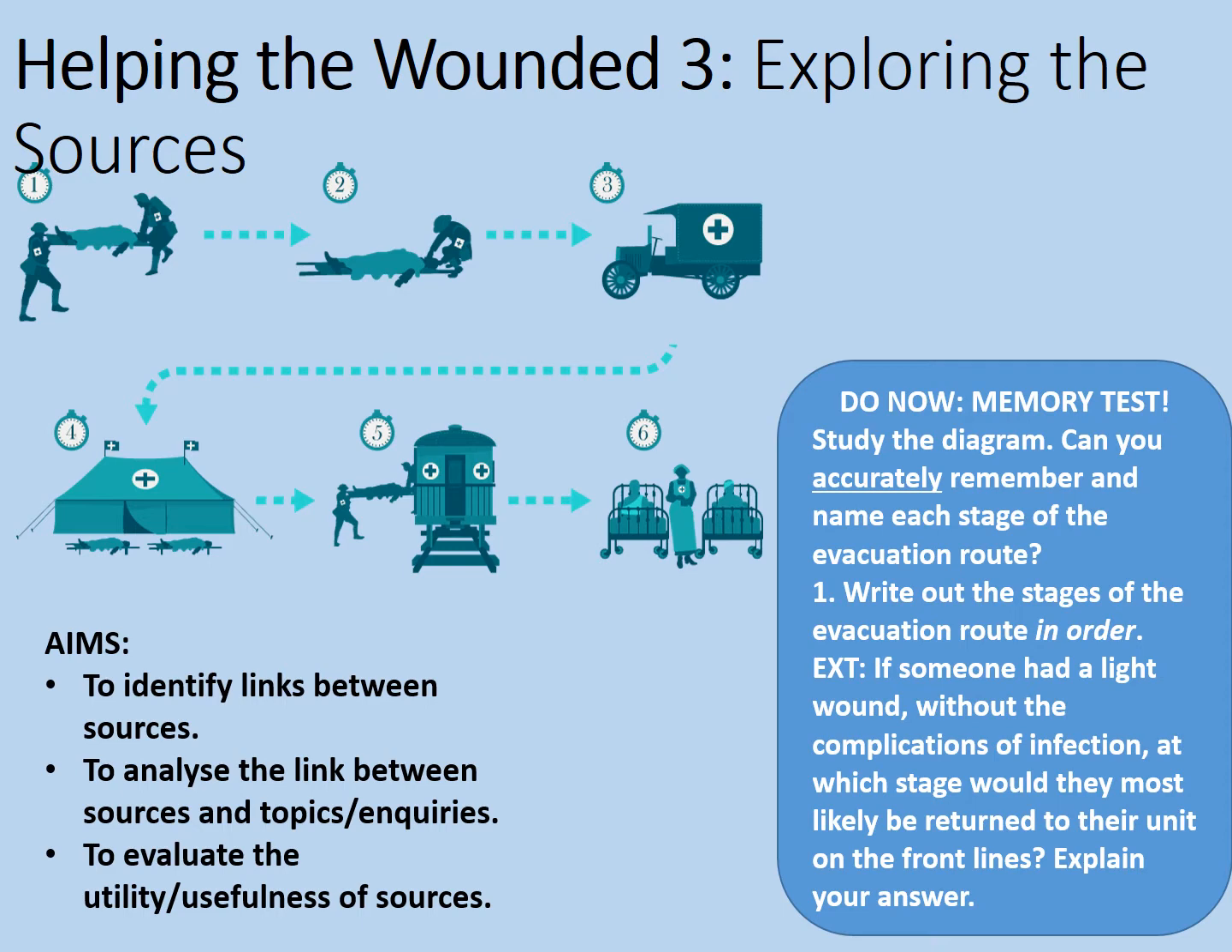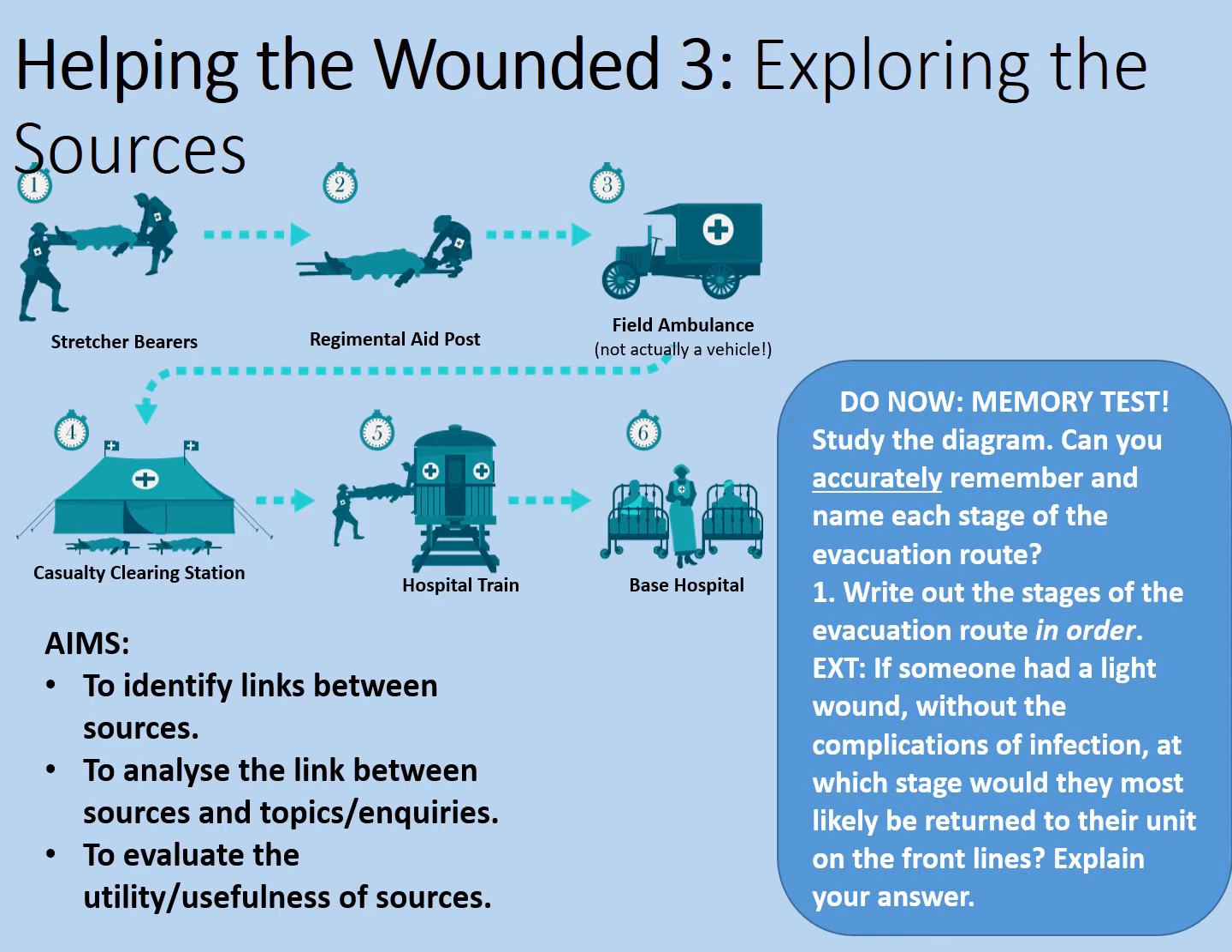Done? Well, let's see what you can remember. Stage 1 of the evacuation route was the stretcher bearers. Stage 2 was the regimental aid post, possibly a dressing station as well, but I'm going to simplify it to this for the time being. Here the soldiers would be patched up, ready to be moved on the field ambulance. Remember, the field ambulance was the organisation, not the vehicle. They would then be taken to a casualty clearing station where it would be decided whether they could be patched up sufficiently to be moved back to the front line, or whether they just simply needed their condition stabilised so that they could be safely moved on a hospital train to a base hospital.